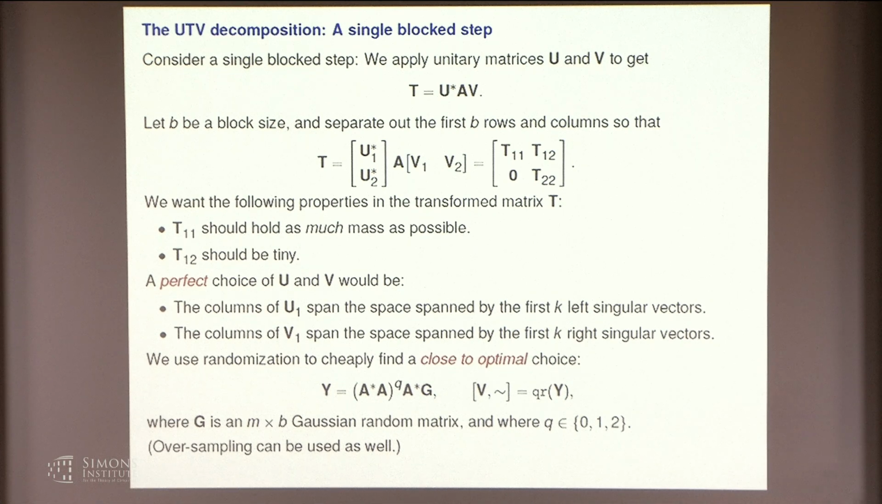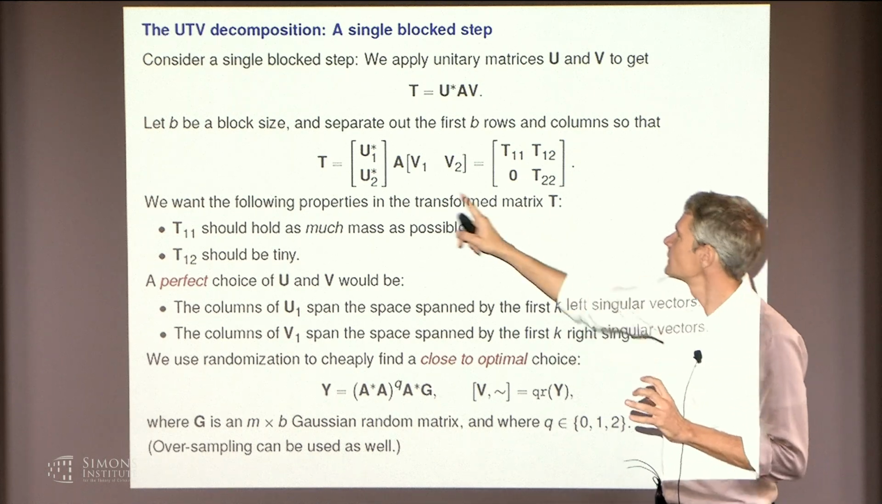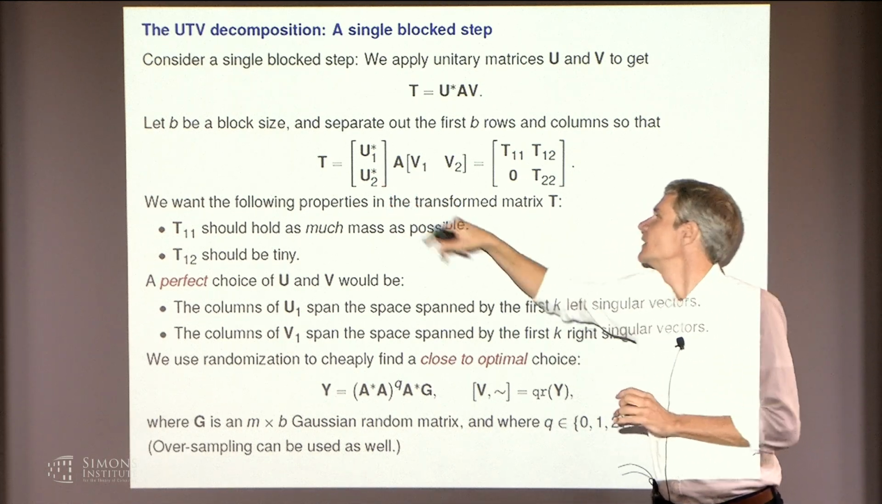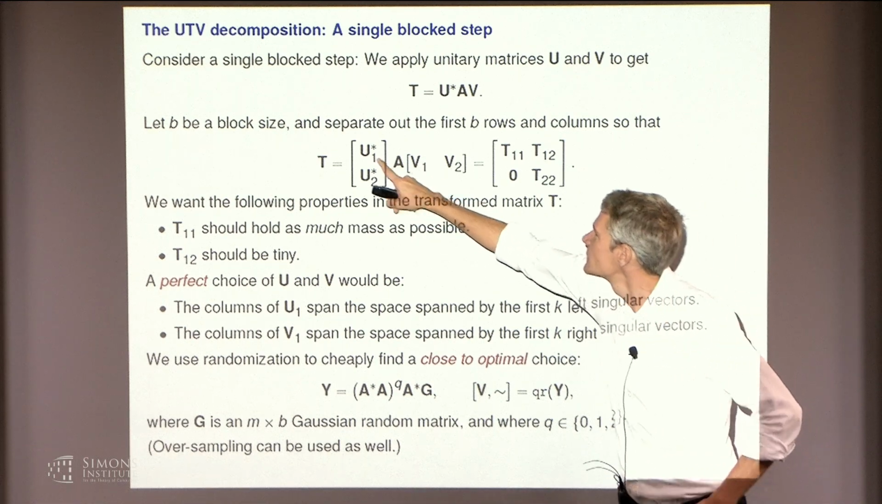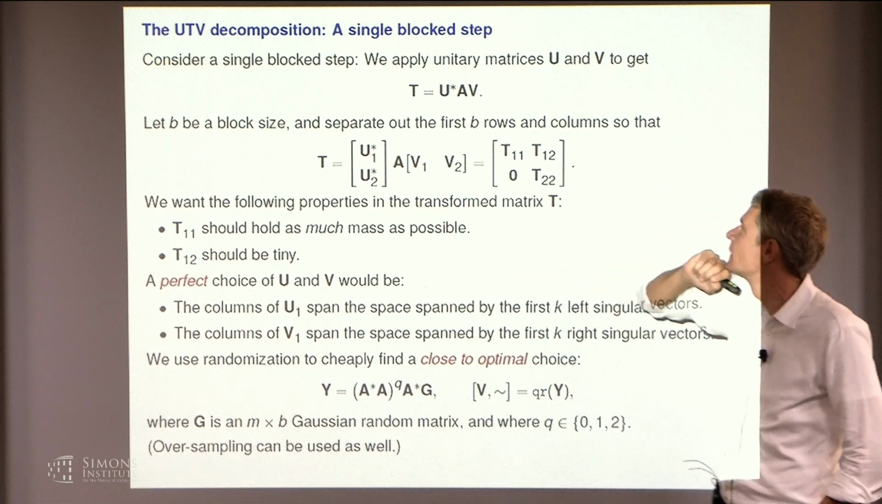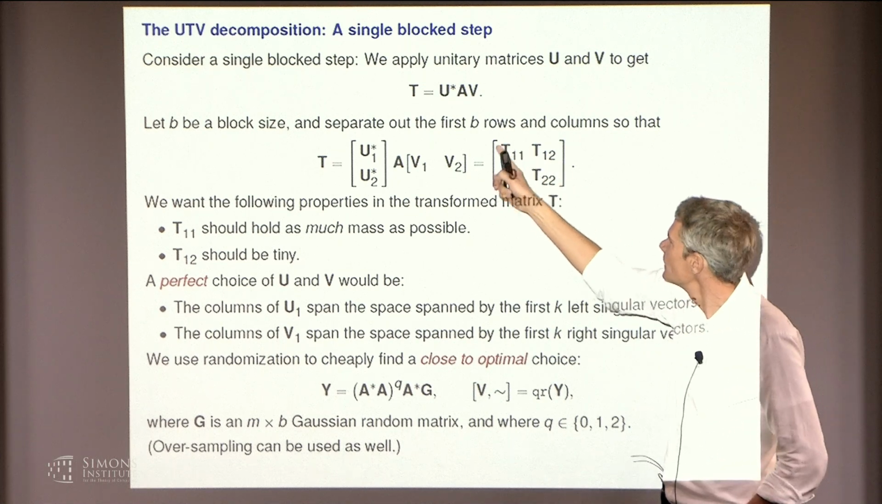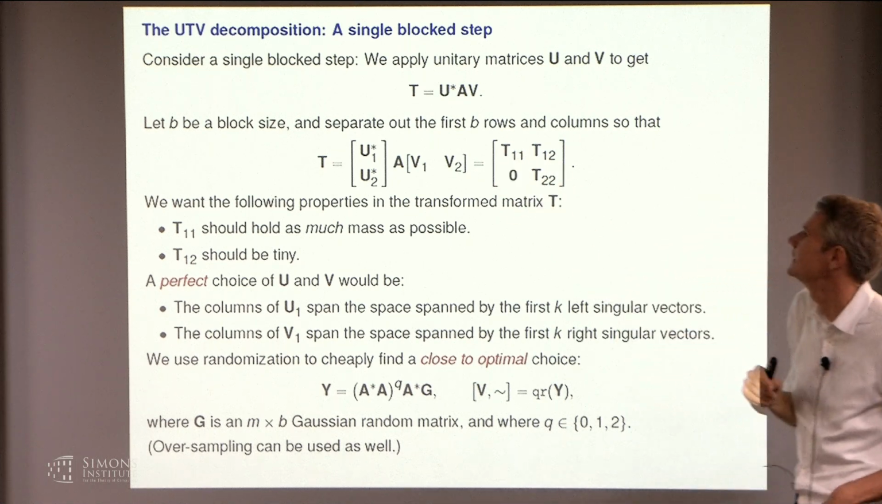So let's be a little bit more precise. If we look at the first step in this cartoon that I did in the last one, I have a block size B. So this is the first step. I want to find two unitary matrices U and V, and I blocked them, so these are the first B columns of U. And this leads me to a matrix with a little B by B leading top left entry.